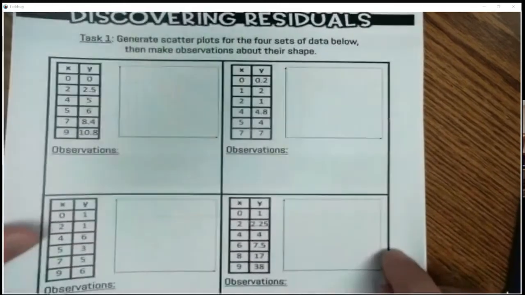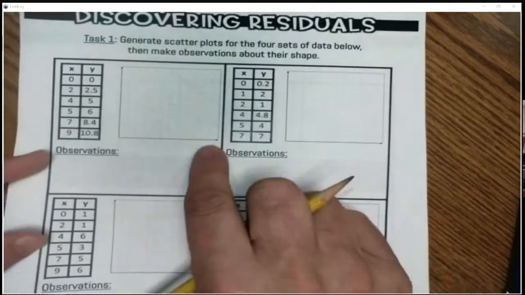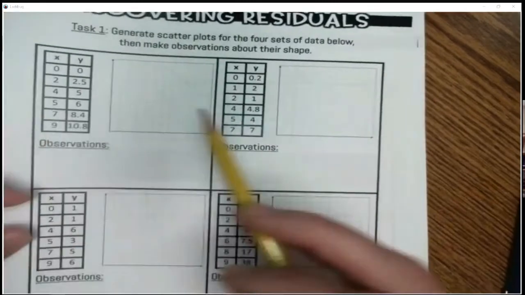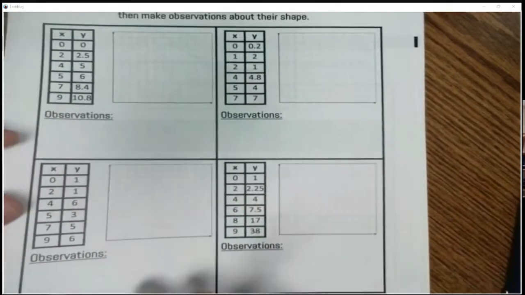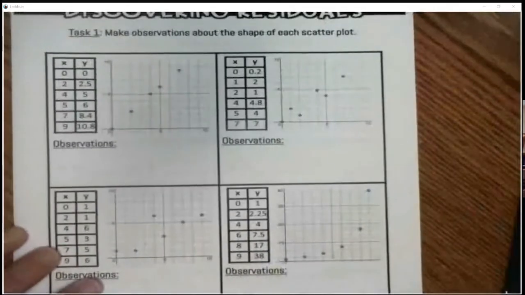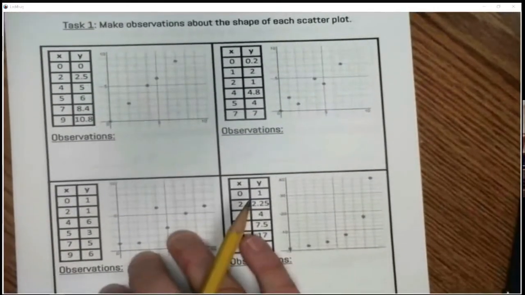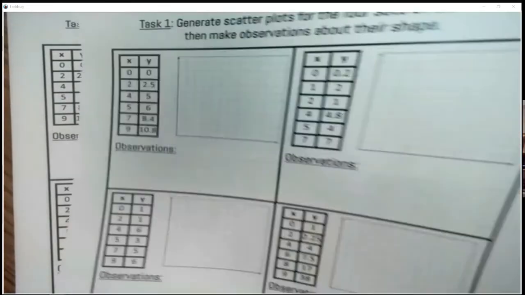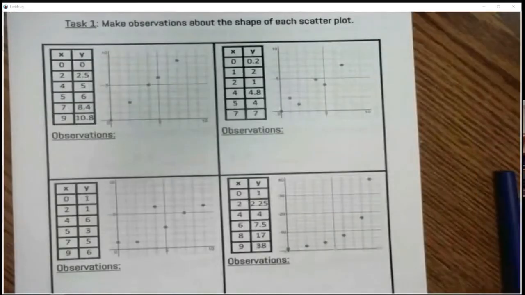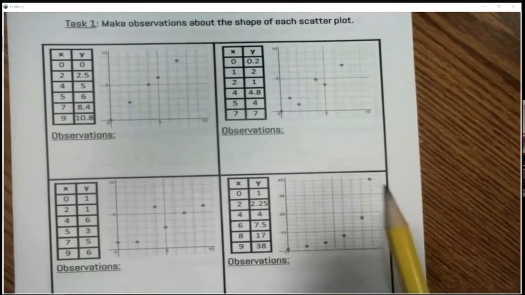So they want us to, on the back of this, next page, generate scatter plots, and they gave us 4 different sets of data. Now, I'll tell you, we're going to skip that step, because the next page they've already done it for us. But first, if you have trouble making scatter plots, this is good practice. But here we are, we have a page that already has the scatter plots.